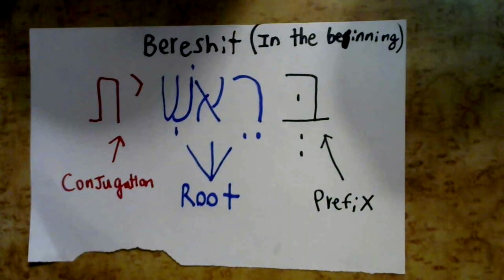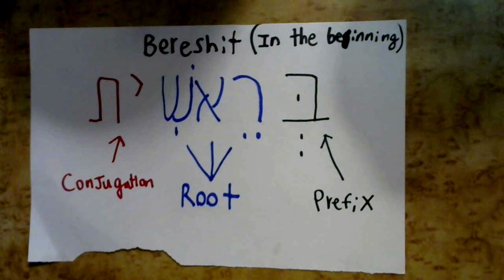So back to our first word of the Bible, Bereshit. Be is the prefix, which is in. Resh is the root, which is at the head of or the beginning of. And the it on the end is the conjugation.